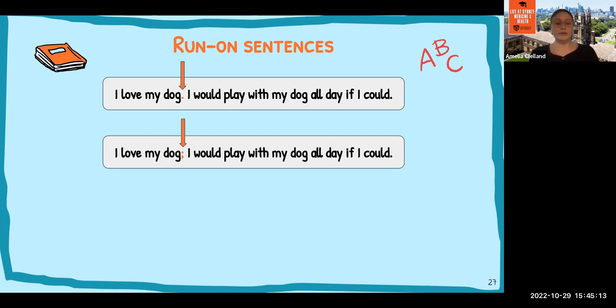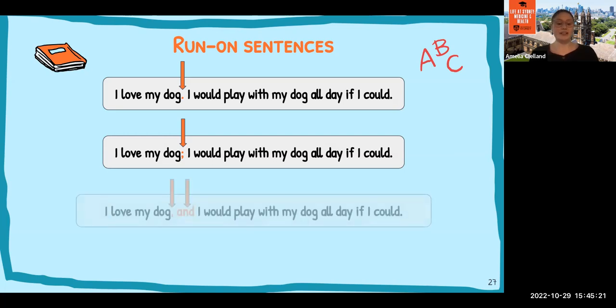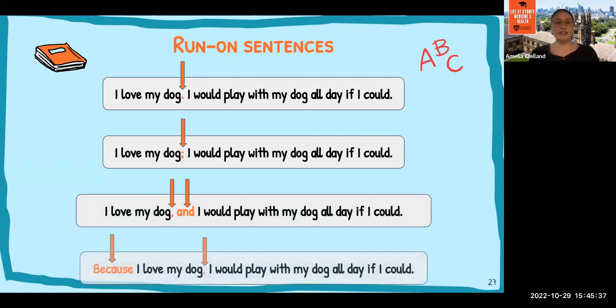There are also two ways to remediate run-on sentences whilst also supporting the development of complexity in a student's written expression. These are using a comma and a coordinating conjunction. For example, "I love my dog, and I would play with my dog all day if I could." Here, the coordinating conjunction and has been used to connect the two independent clauses and create a compound sentence. The second way is using a comma and a subordinating conjunction. For example, "Because I love my dog, I would play with my dog all day if I could." Here, the subordinating conjunction because has been used to change an independent clause into a dependent clause and create a complex sentence.